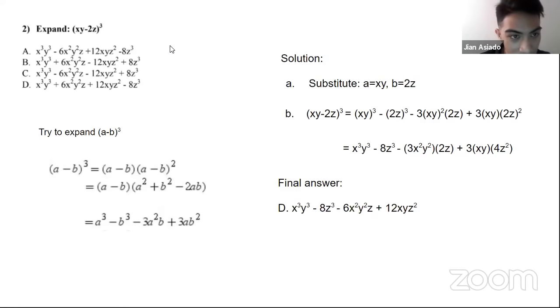So this one is letter A. It's letter A pala. It should be A, it's not D, because D has a plus. Anyways, that's it. When it comes to expansions like this, it's better that you have this in mind. Okay, then next.